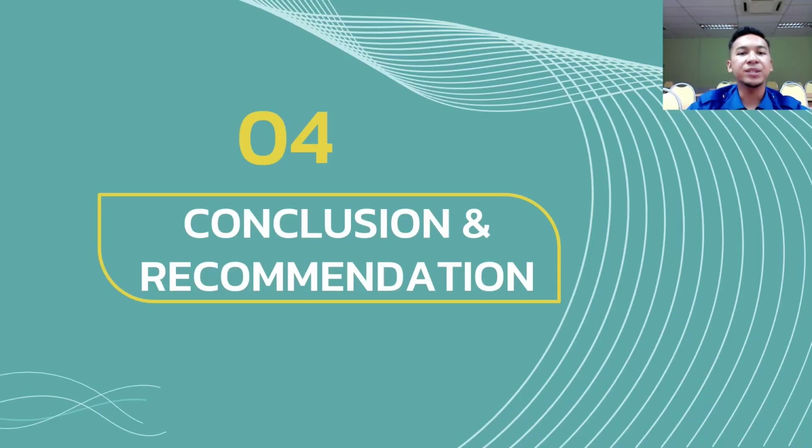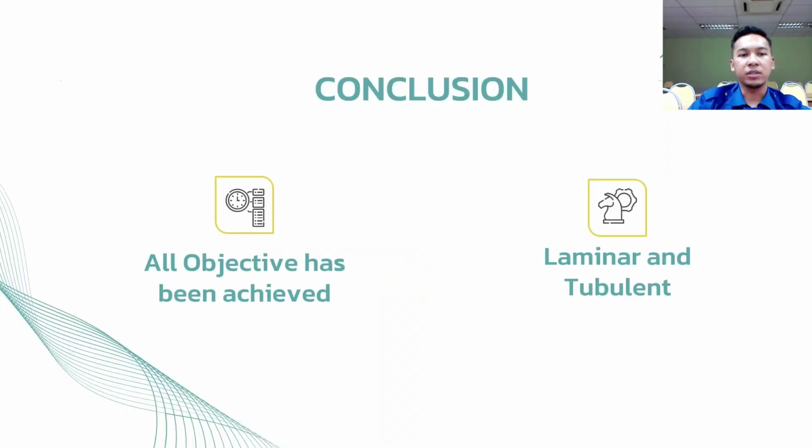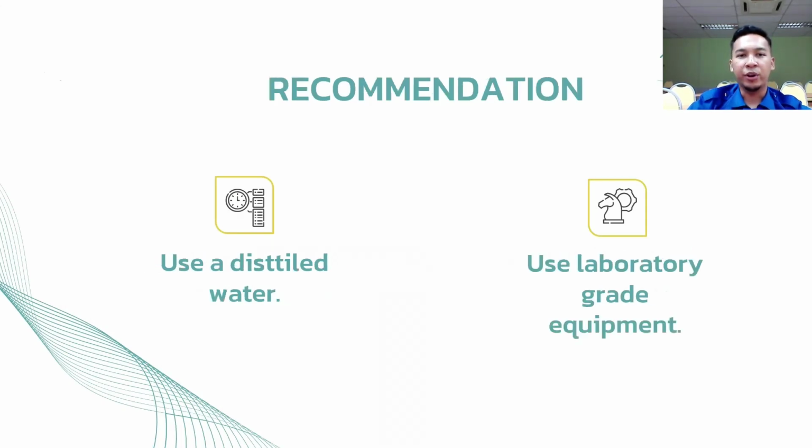Next, we jump to the conclusion of this experiment. I will explain the conclusion of this experiment. In conclusion, all objectives have been achieved in this experiment. In addition, we also know how laminar and turbulent flow happen in this experiment and also in the pipe system every day. For the recommendation part, we need to use distilled water for the experiment.